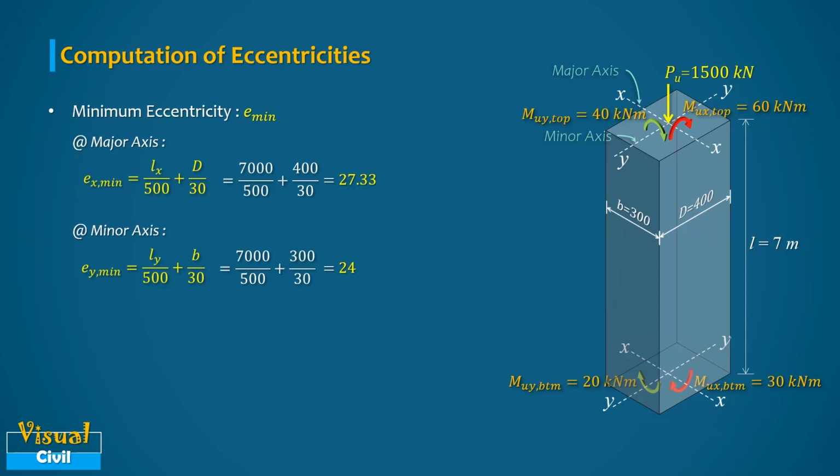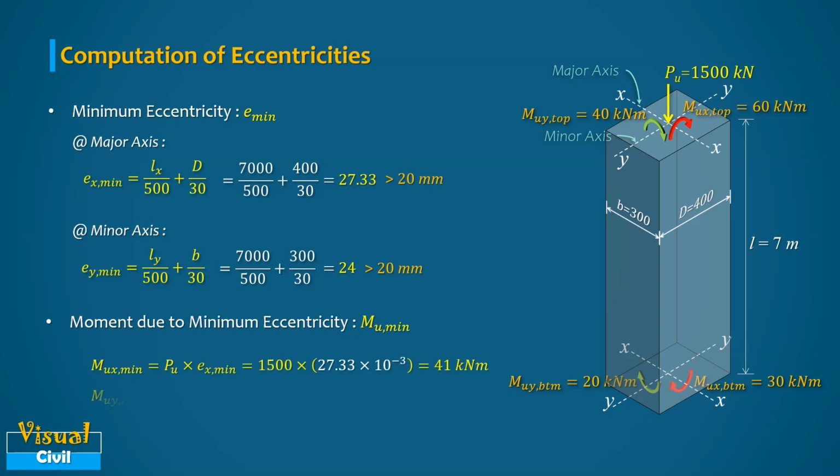Since both minimum eccentricity values exceed 20 mm, we can compute the moment due to minimum eccentricities by multiplying them with the axial load. Solving further, we obtain moments due to minimum eccentricity about the x-axis and y-axis as 41 kN·m and 36 kN·m respectively.